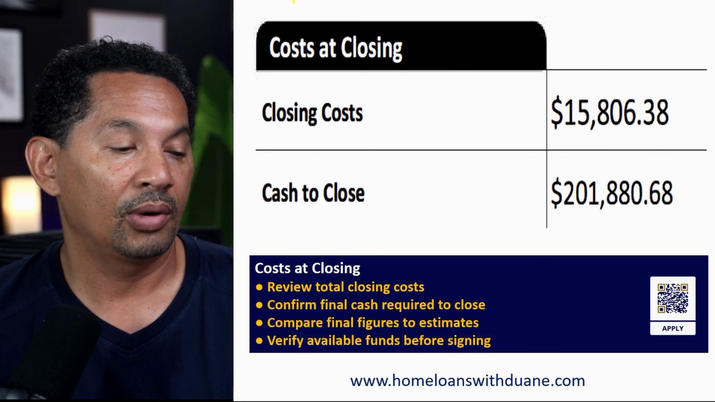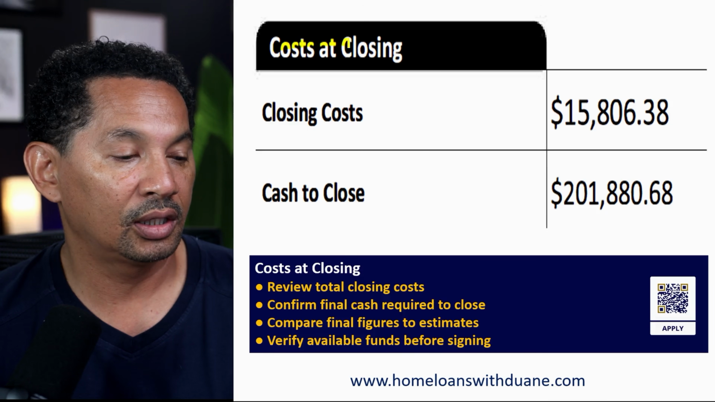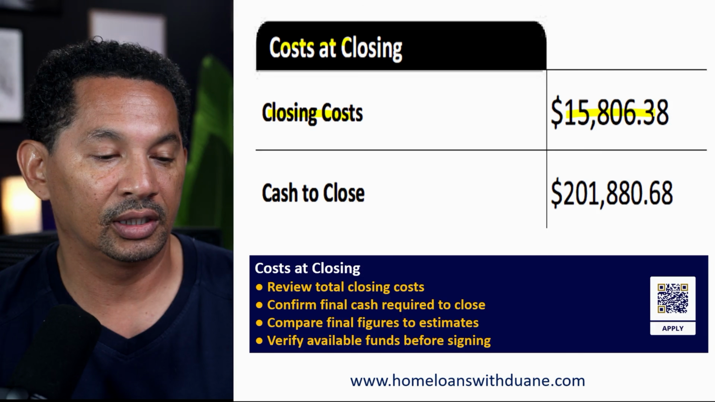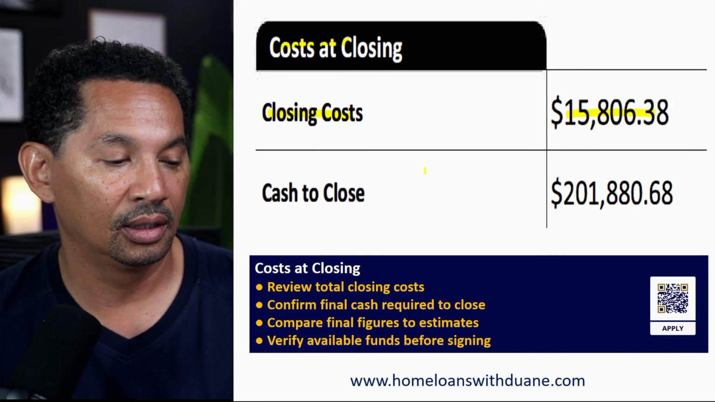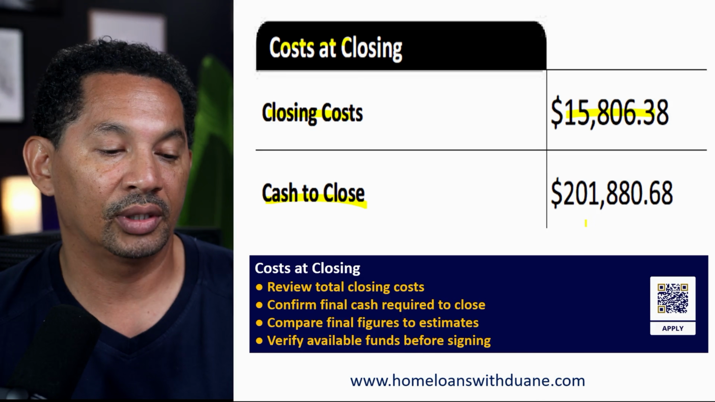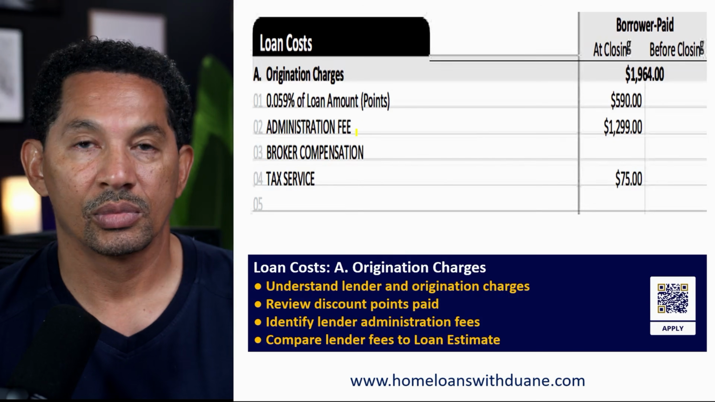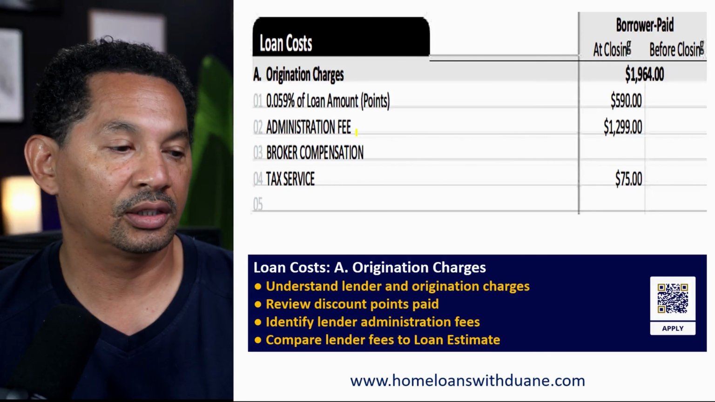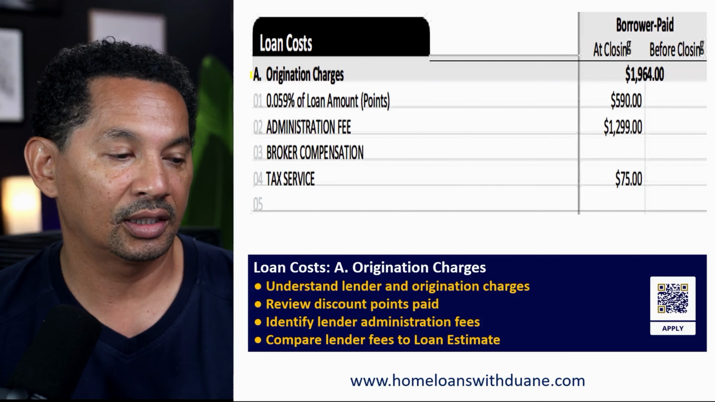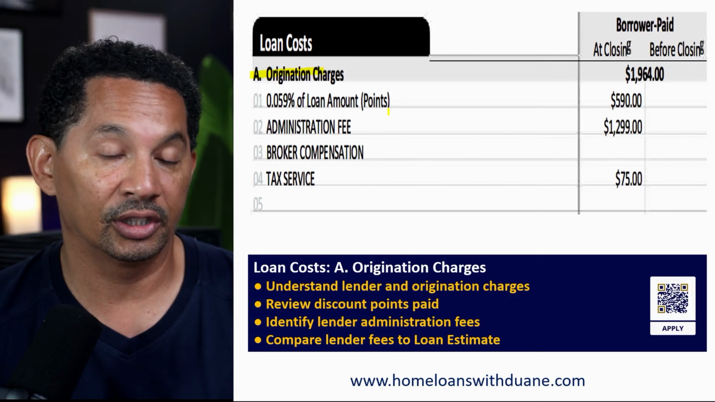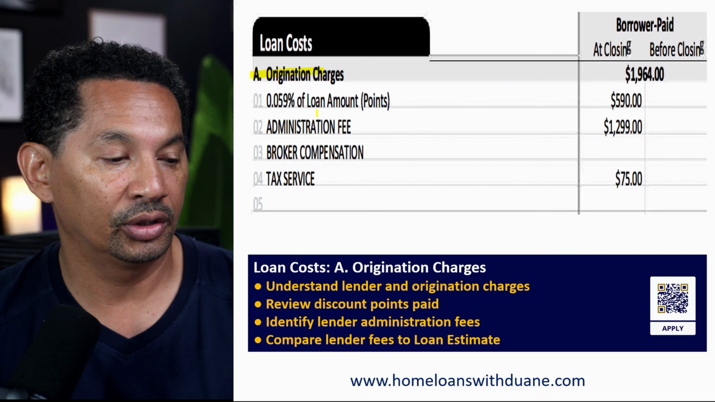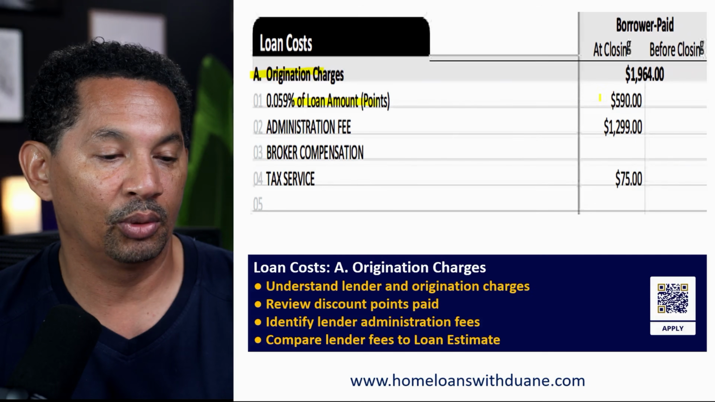So nothing will be collected for this account, but this is how much you will be paying in taxes and insurance. All right, now we're going to talk about the cost of closing, and this is your closing costs, which we're about to get into, which comes to $15,806.38. Then your cash to close is $201,880.68. Now, loan costs. Now, this is the section where you are going to compare with other lenders because, again, Section A is the area of origination charges where most lenders have some type of control. Now, you can see that this one has a small amount of points being paid.